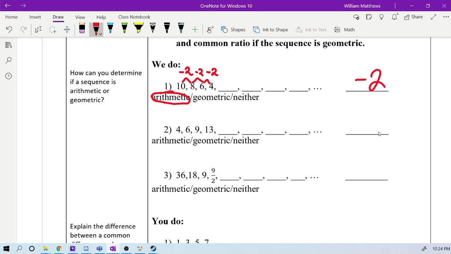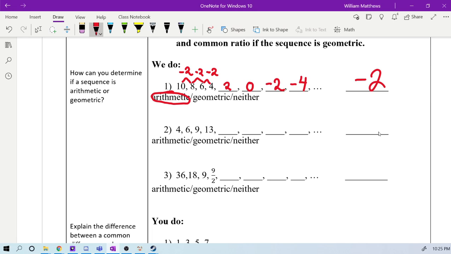That means for our next one, we would do 4 plus a negative 2, which is 2. Next one would be 0, then negative 2, and then negative 4. And we could continue this process on infinitely.